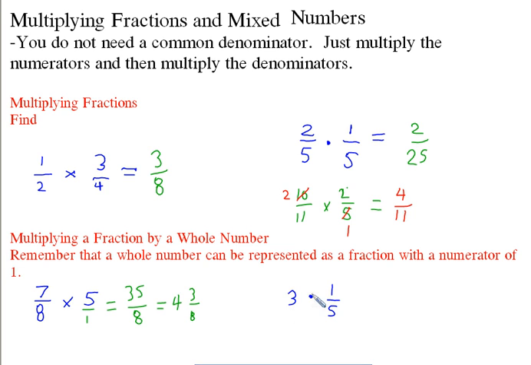Same thing here. Remember that dot means multiplication. So this is just going to be 3 over 1. And feel free to write that in. So 3 times 1, 3, over 5, 3/5.